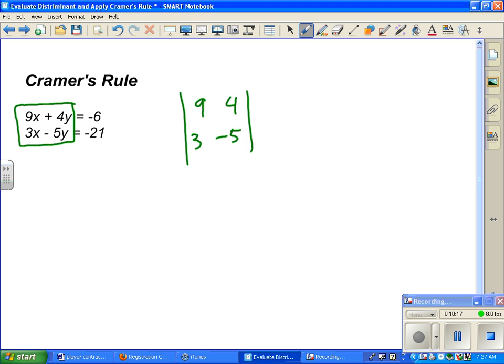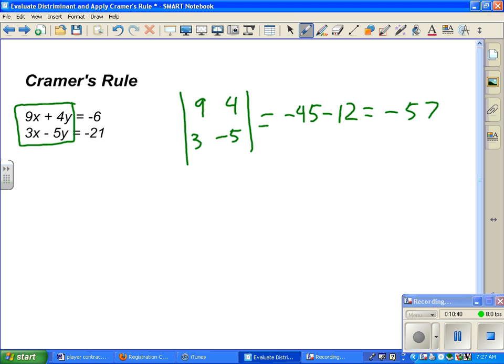And the first thing we have to do is find the determinant of this. Well, it's easy because it's a 2 by 2. Okay? So let's see here. We're going to have negative 45 minus 12. So that gives us negative 57. Okay? Negative 57 is our answer.